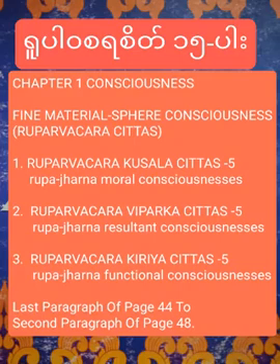Number 1. Rupa-Vachara Kusala Cittas, or rupa-jhana moral consciousnesses. Number 2. Rupa-Vachara Vipaka Cittas, or rupa-jhana resultant consciousnesses. Number 3. Rupa-Vachara Kriya Cittas, or rupa-jhana functional consciousnesses.